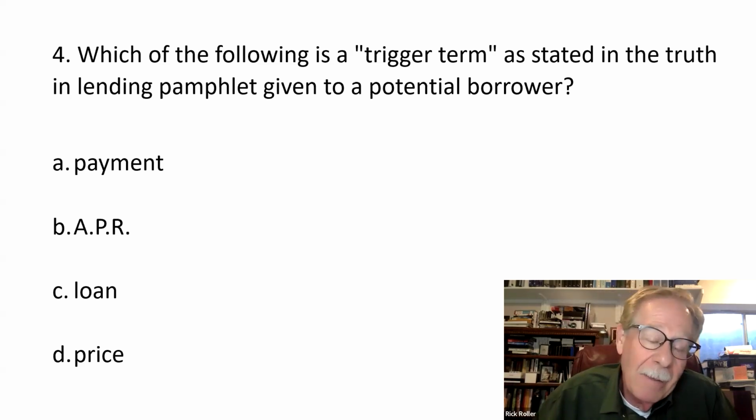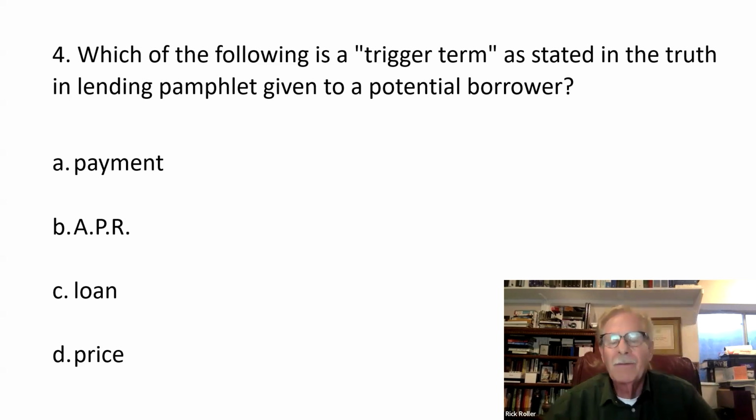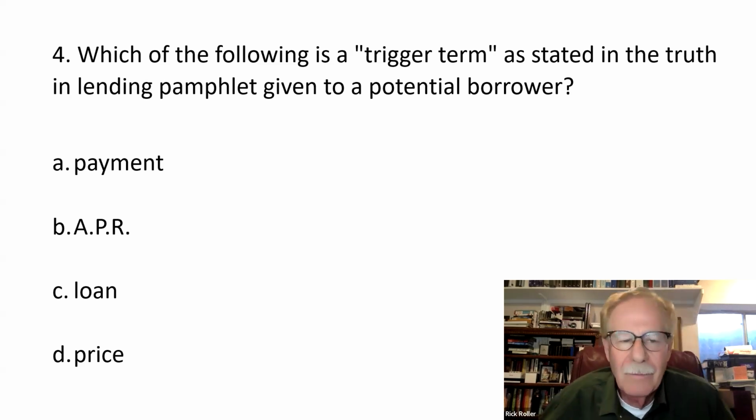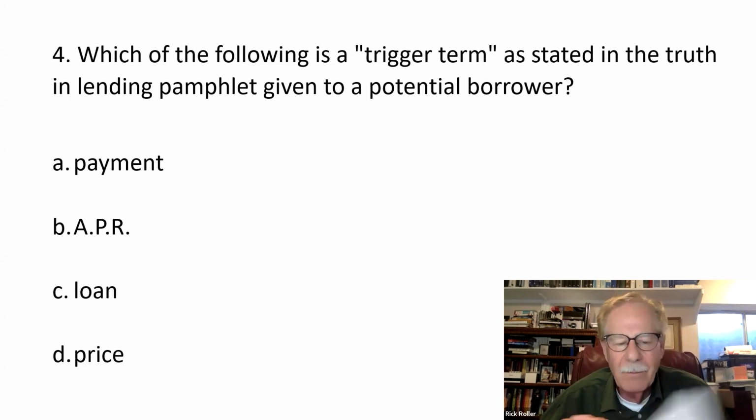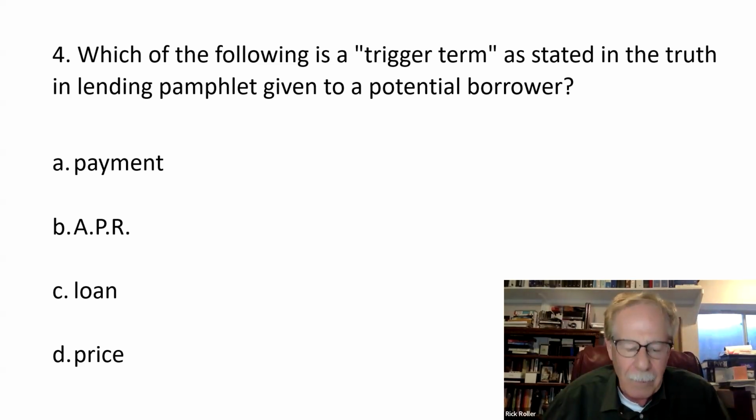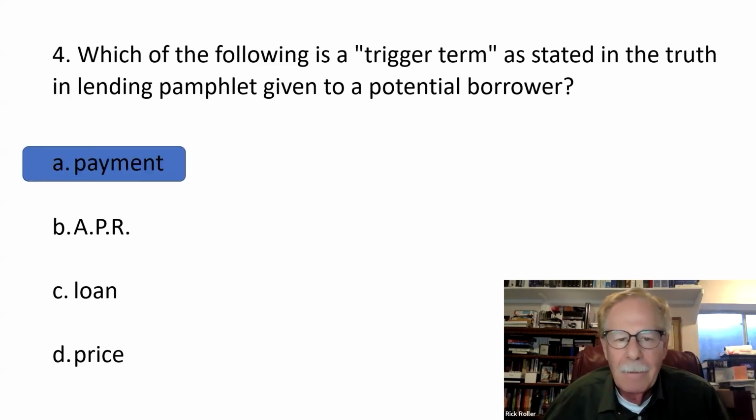So APR can be advertised alone. The fact that, get an $80,000 loan and the price of the property obviously can be advertised by themselves as well. Okay, so A is the correct answer there. Hey, we lost that, Dan, before you highlighted it. Okay, so number 4, the correct answer was A. Payment.